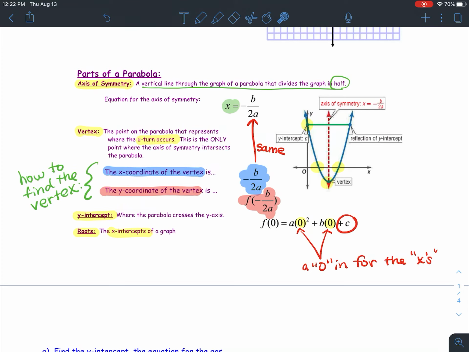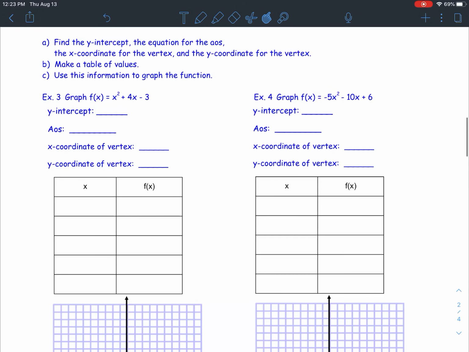Okay, finally, the term roots is just a synonym for x-intercepts. We know that the x-intercepts, at least on this picture, would be these two places here. That is what we refer to as the roots. And we will be using our calculator to get those x-intercepts at a later date here, okay?